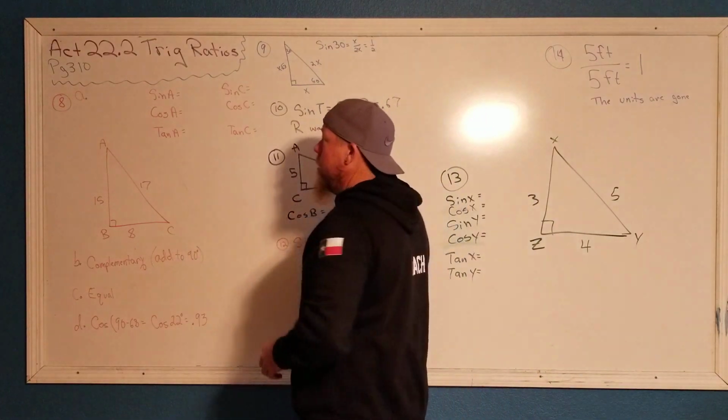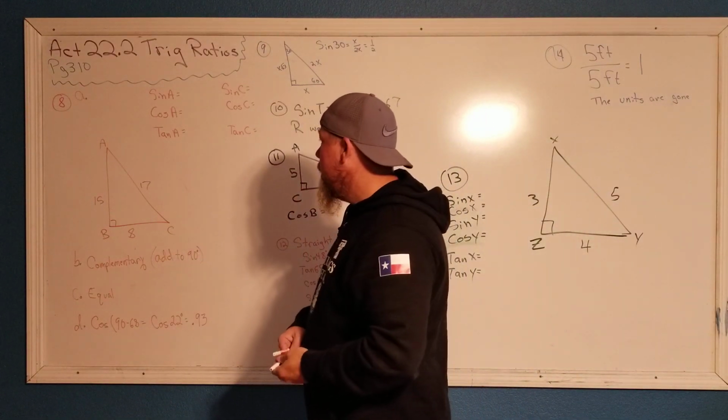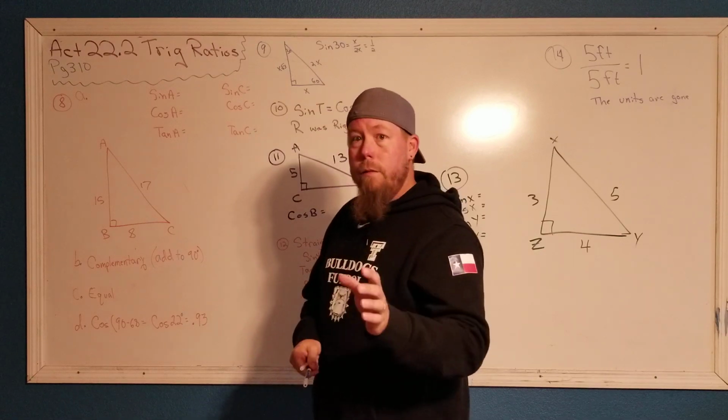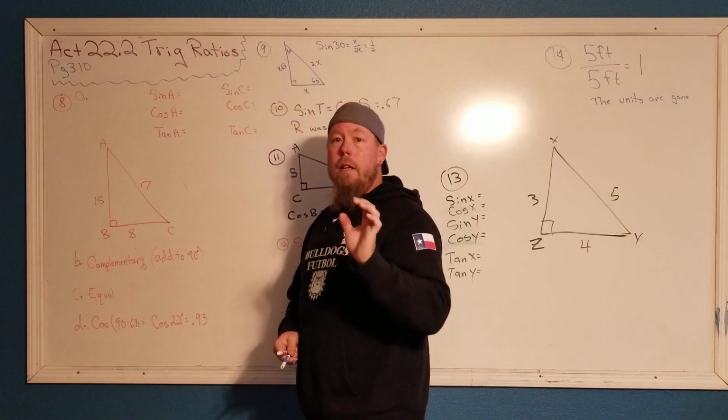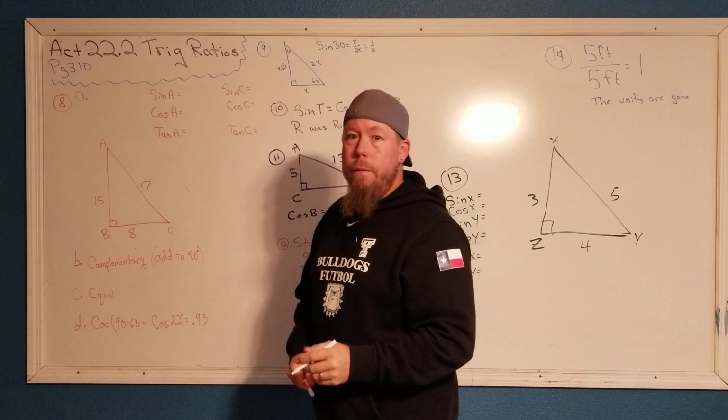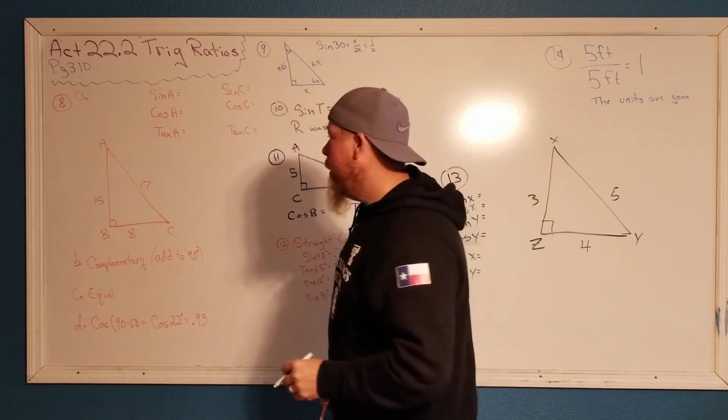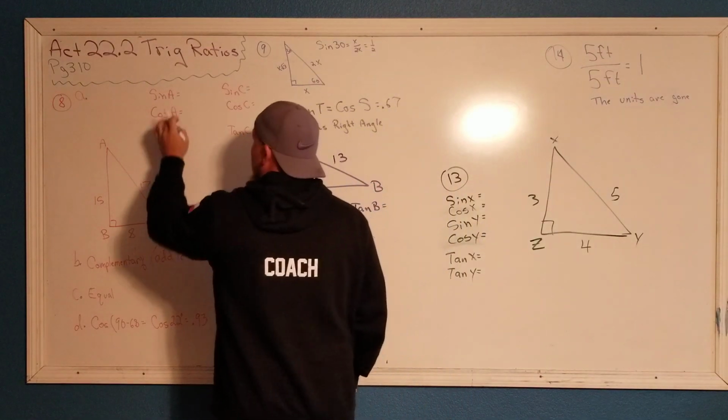They give you a triangle and they ask you to find the sine, the cosine, and the tangent of the different angles. I'm going to run through those. This is exactly like the practice problems I gave you in the video prior. Okay, so hopefully you got this right. Let's just make sure. We're going to look at A first.